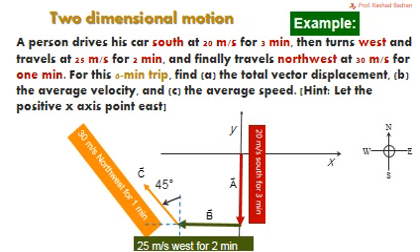this last displacement. So the whole trip takes 6 minutes, and what we want to do is find the total vector displacement, obviously out of these 3 displacement vectors. And then in part B, we have to find the average velocity, and we'll compare that with the average speed. In this example, it's good to see the difference between the average speed and the average velocity.